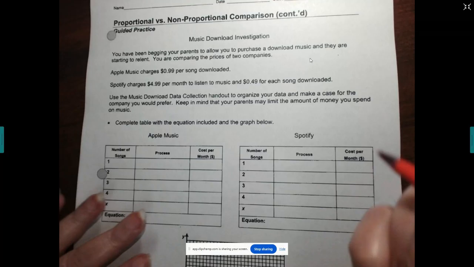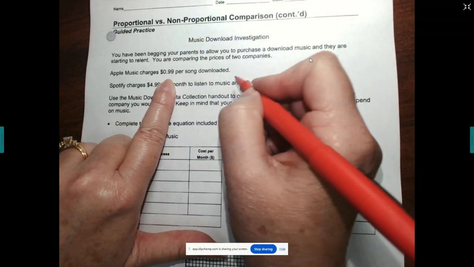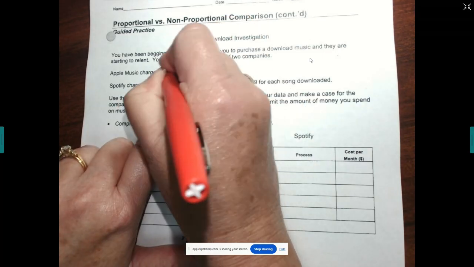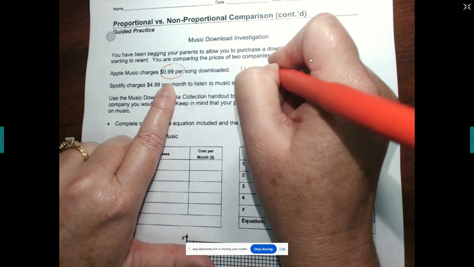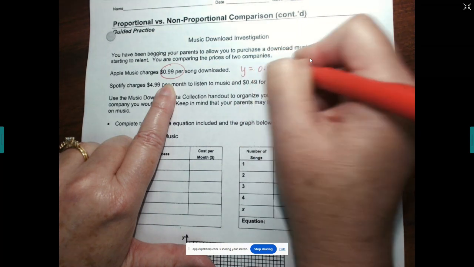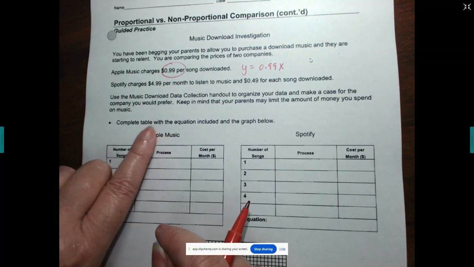So Apple I'm going to do in red here, and it says that Apple Music charges 99 cents per song. So that means that my equation is going to be 0.99 per song. The word per tells me to attach it to the variable.